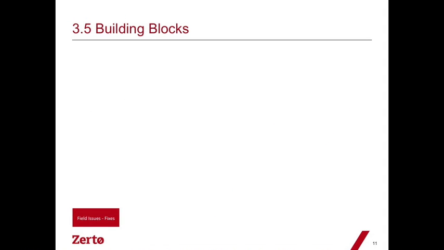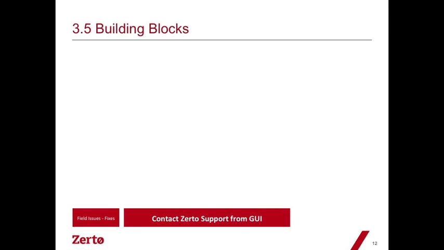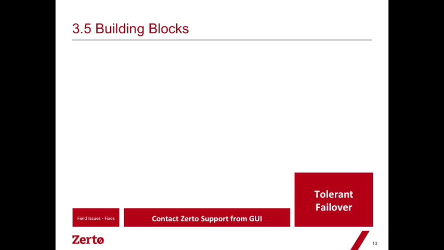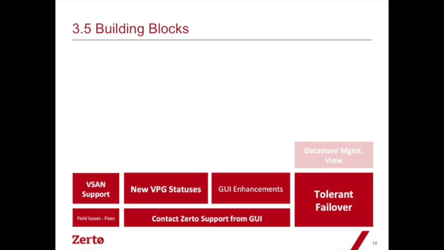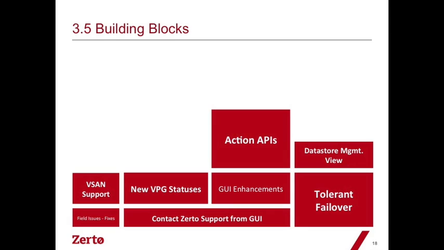Building blocks for this release include field issues and fixes, contacting Zerto support right from the GUI, so you can open a ticket from the GUI, tolerant failover, so it won't fail on innocuous types of problems with VM starting, GUI enhancements, new VPG status, vSAN support, that's a big one, and data store management view. And then we have a whole suite of action APIs that we're including, along with the reporting that already exists.